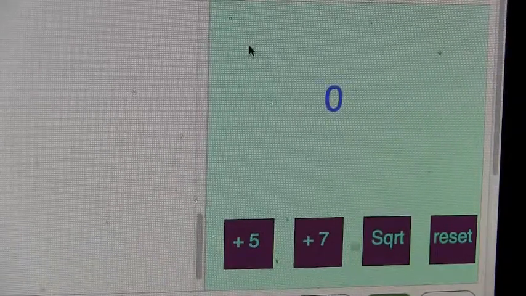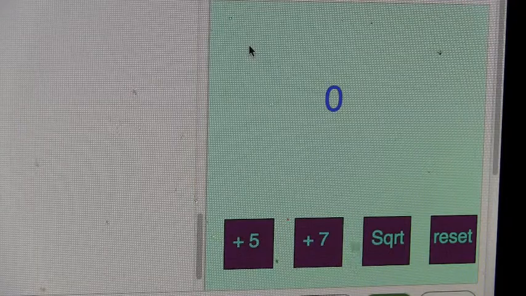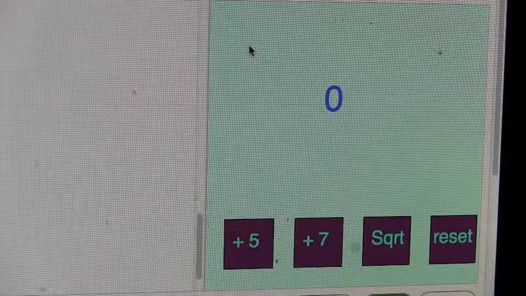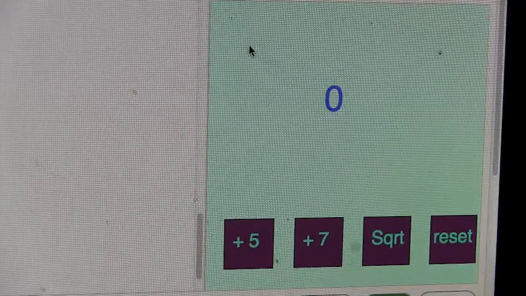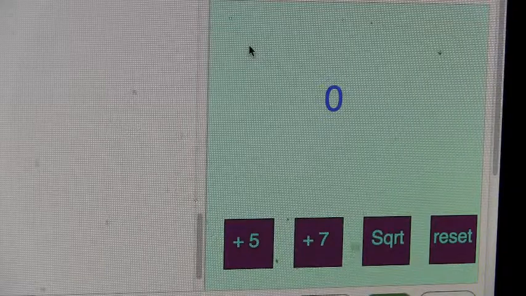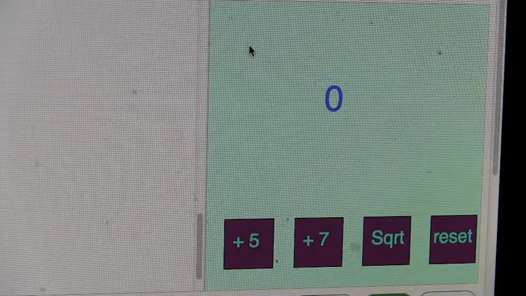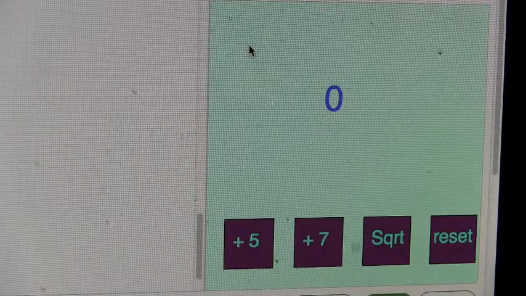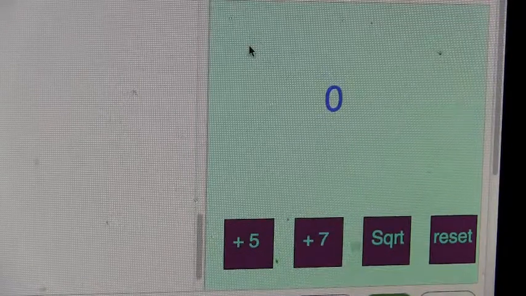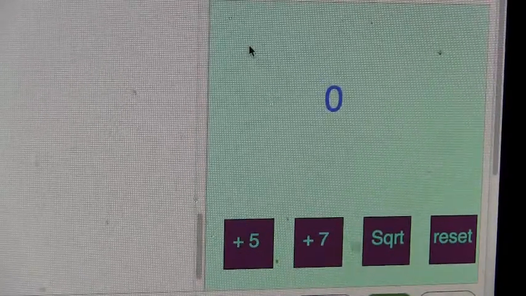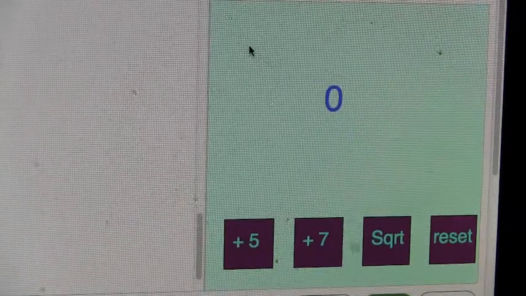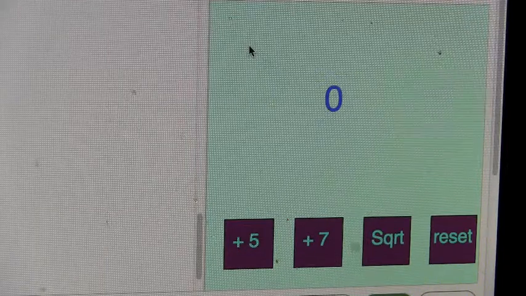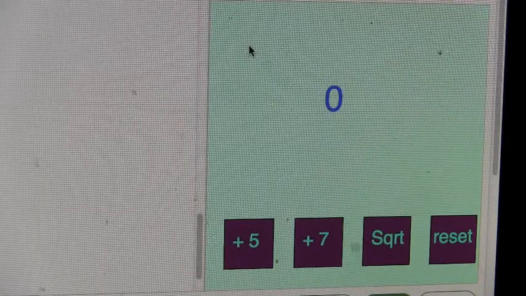+5, +7. Well, if we use just one of them, we're going to get like powers of 7 or powers of 5 if we just keep adding. Not necessarily powers, but multiples of 5 and multiples of 7. How could we try a different approach? Oh, we need to get something even. Why? Because we're not going to be able to get 2 just with odd numbers that are bigger than 2.